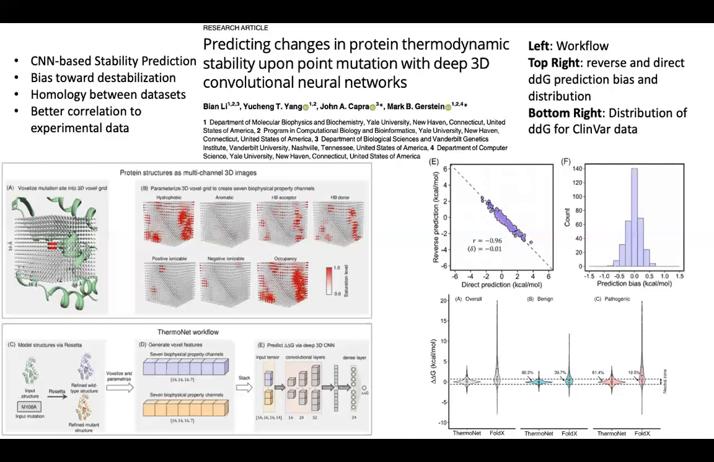In total, their model was only comparable to the top model, and that was delta G Gun 3D. But when looking at reverse mutations, their model performed much better and reduced the magnitude of prediction bias.